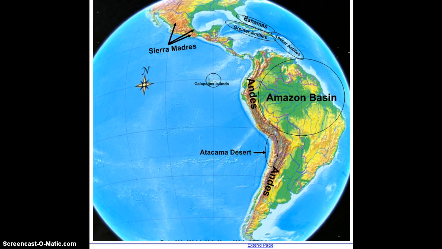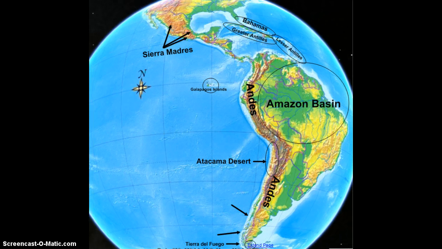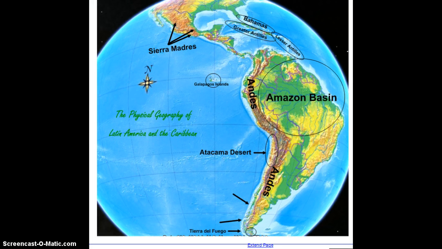Finally, there are hundreds of islands along the southwestern coast of South America. The very most southern part of the region is an island, the frigid Tierra del Fuego. Latin America and the Caribbean make up a large, complex region. These landforms are among its key physical features.